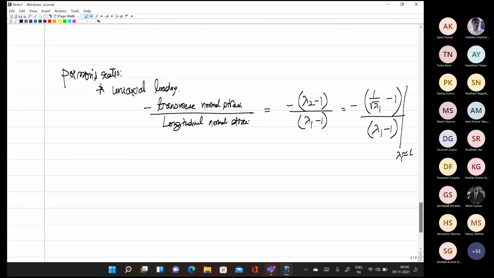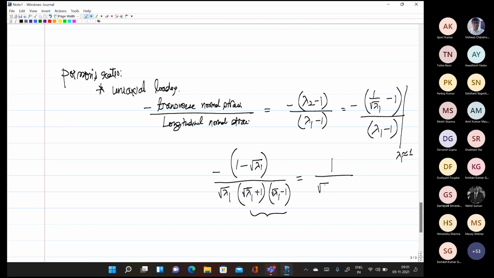Supposing that lambda 1 is positive, then this is minus 1 minus square root of lambda 1, divided by square root of lambda 1 into square root of lambda 1 plus 1 into square root of lambda 1 minus 1. Can we say this? These two together make lambda 1 minus 1 in the denominator. So this is the same as 1 by square root of lambda 1 into 1 plus square root of lambda 1. So this holds for every lambda 1.